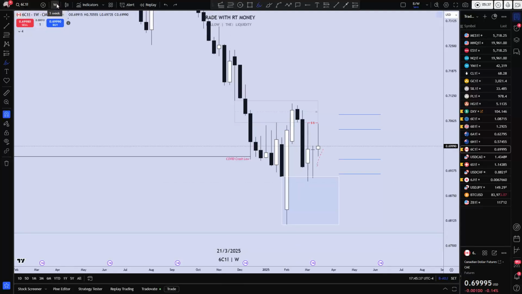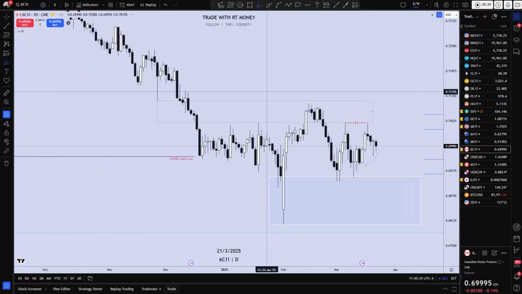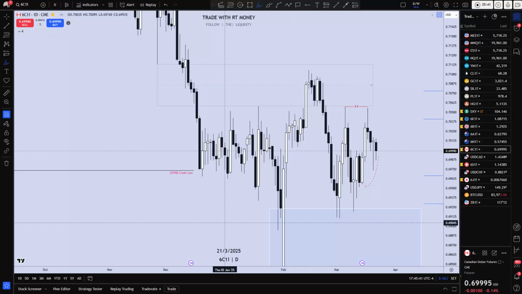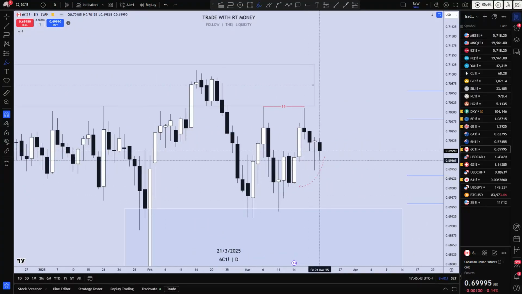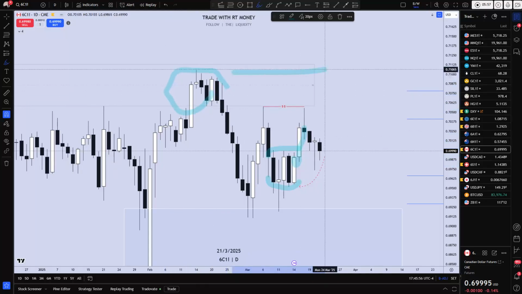I'm looking for that higher high to come. All right. So on the daily, you can see that last week, this was Monday's candle. I was looking for price to break these highs, and push higher into this high where we have an area of supply.